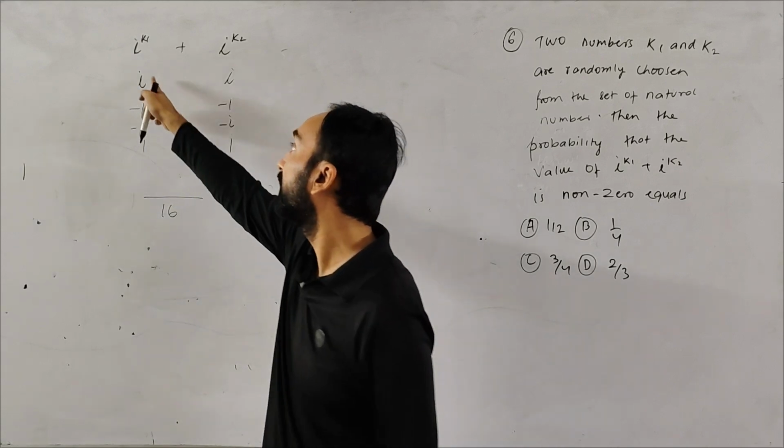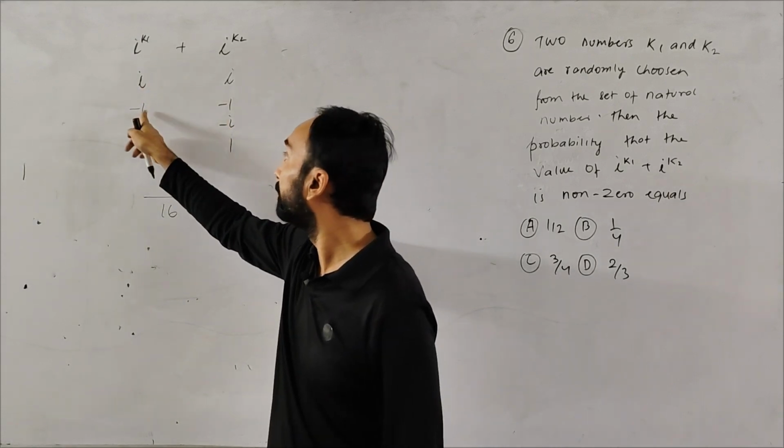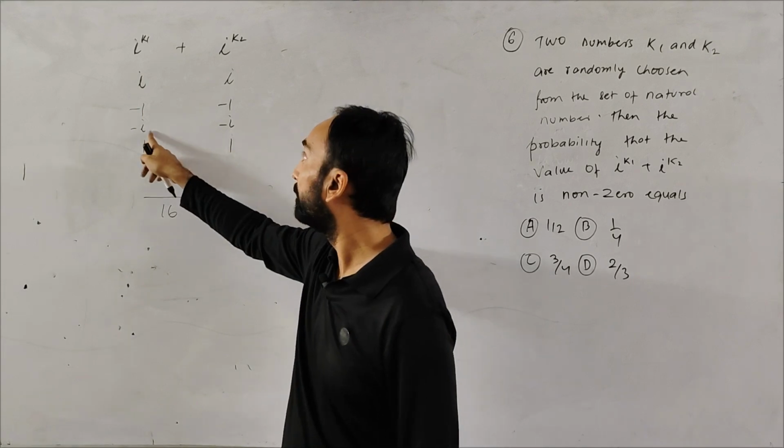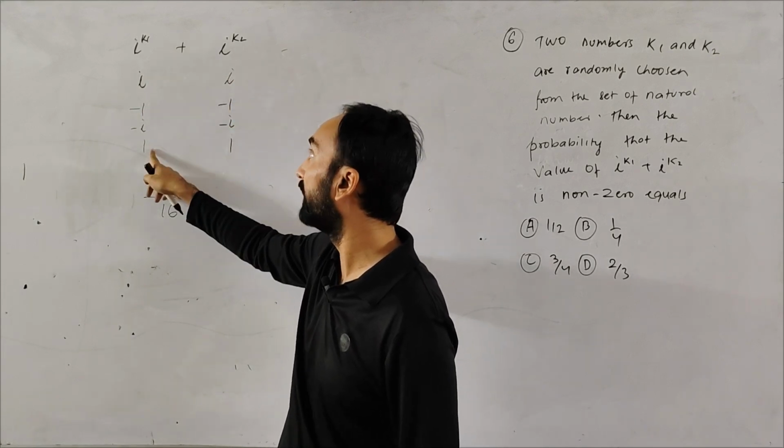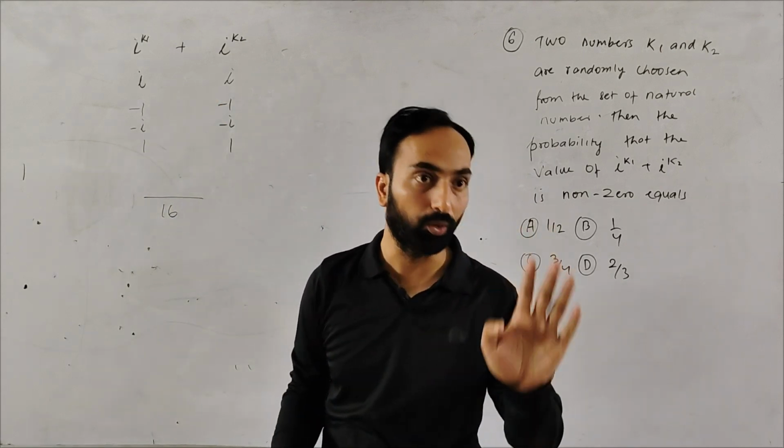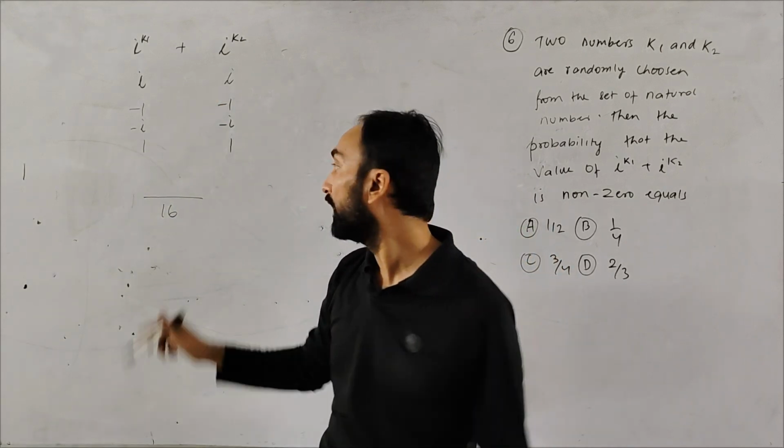Now how many cases is it becoming 0? This will add with this, 0. Minus 1 with plus 1, 0. Minus I with plus I, 0. And 1 with minus 1. How many cases we have? 4. We have 4 cases of 0.